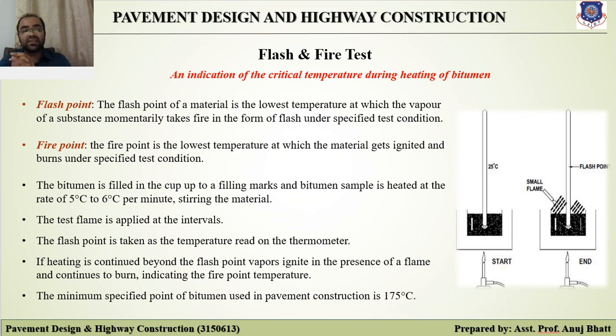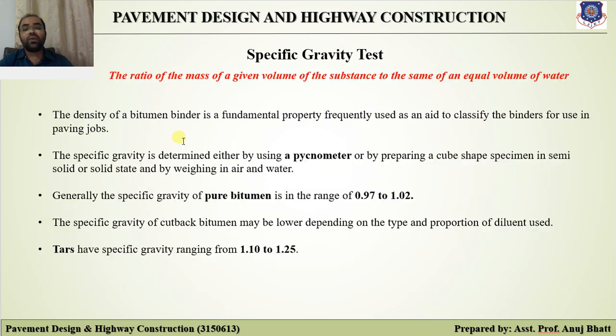The next test is the specific gravity test. Now, in the specific gravity test, the density of a bitumen binder is a fundamental property frequently used as an aid to classify the binders for use in any paving job. In most applications, the bitumen is weighed, but finally, when used in an aggregate system, the bitumen content is converted on a volume basis using the density values.